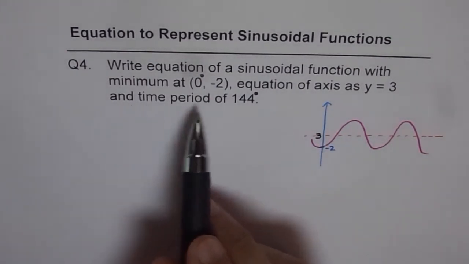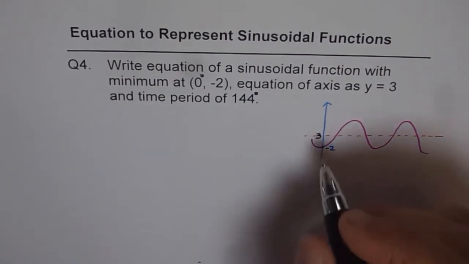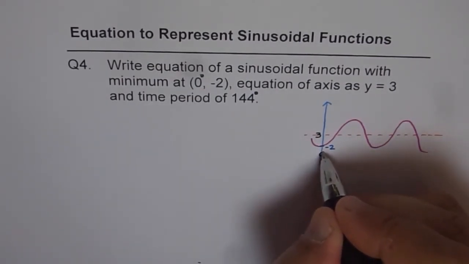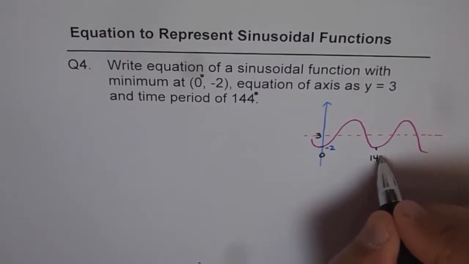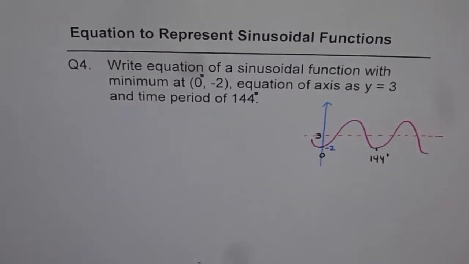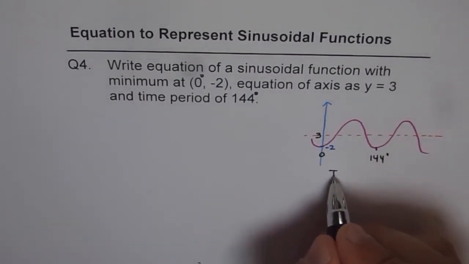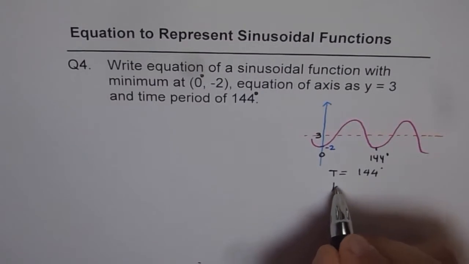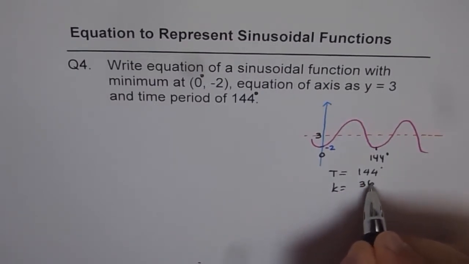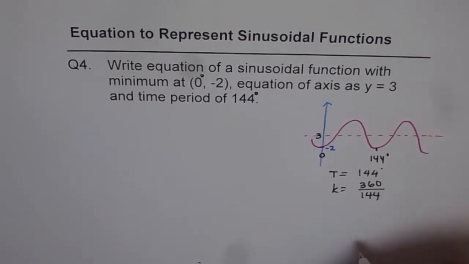And the period is 144. That will mean that if we have a minimum here at 0, the next minimum should be at 144 degrees. Correct. So the time period T equals 144, and so k should be 360 divided by 144, right? That is what k is. So that is how we can get the value of k.